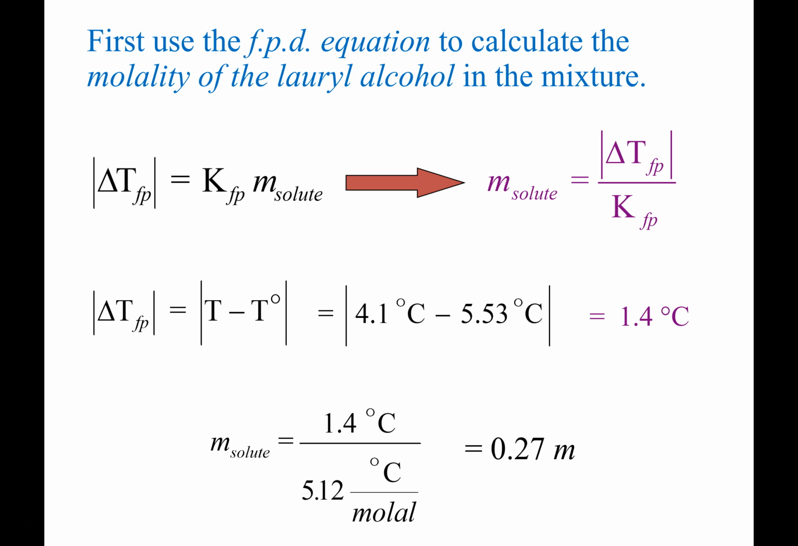In Chem 1, and Chem 2 too, we ran into problems that we have to unpack. In order to finish this problem, we have to say, what does 0.27 molal mean? What 0.27 molal means is 0.27 moles of lauryl alcohol in 1 kilogram of benzene, right? It's moles per kilogram of solvent.